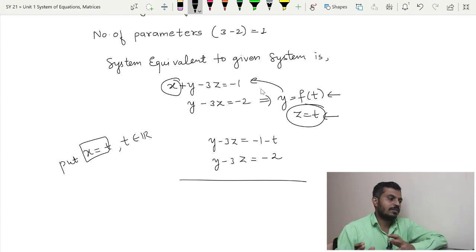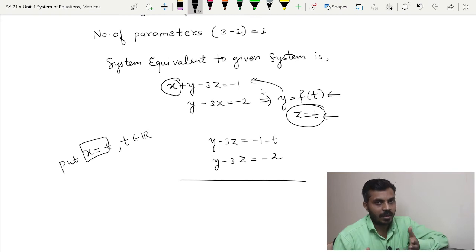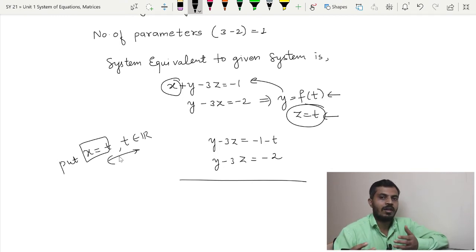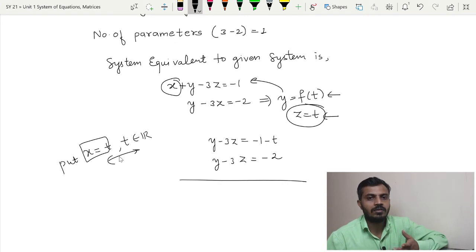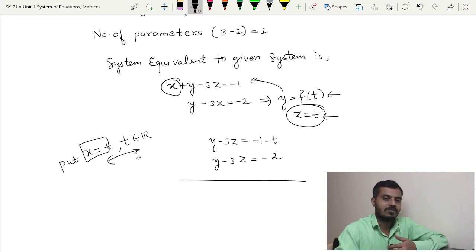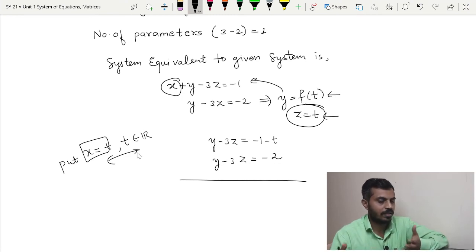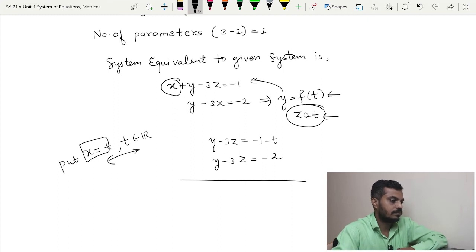Now why is our solution containing the parameter? Because our system is having infinite solutions and a parameter is nothing but any arbitrary real number. So if you choose some value of t, for each value of t you are going to get a solution of the system. So there will be infinitely many choices for t, because this t is a real number and that will give us all solutions.